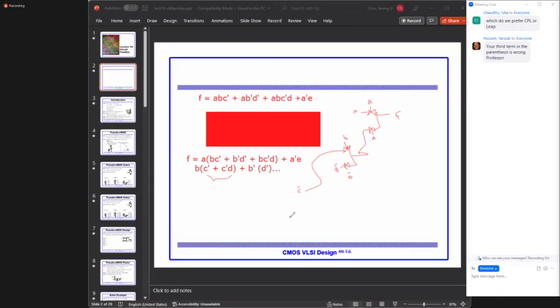Use your algebra, minimize when you can, like what we're doing over here. And you end up getting 1, 2, 3, 4, 4 transmission gates only. You need 4 transmission gates to implement this guy. Okay?